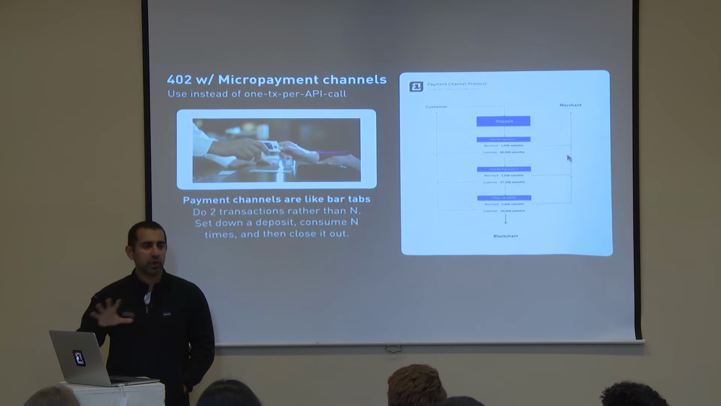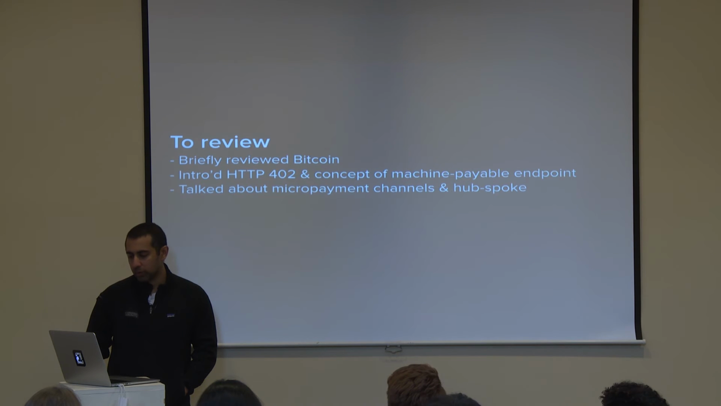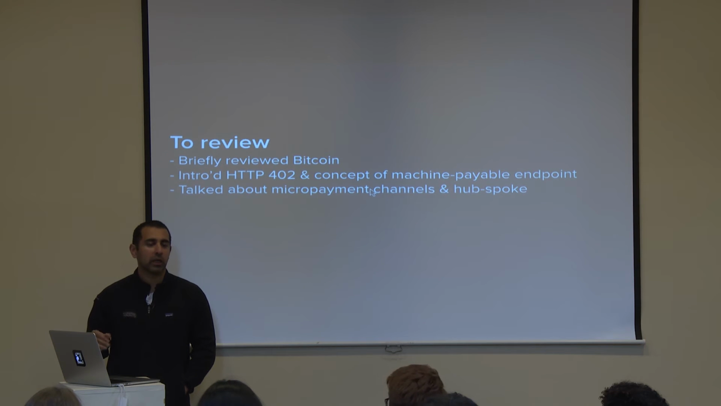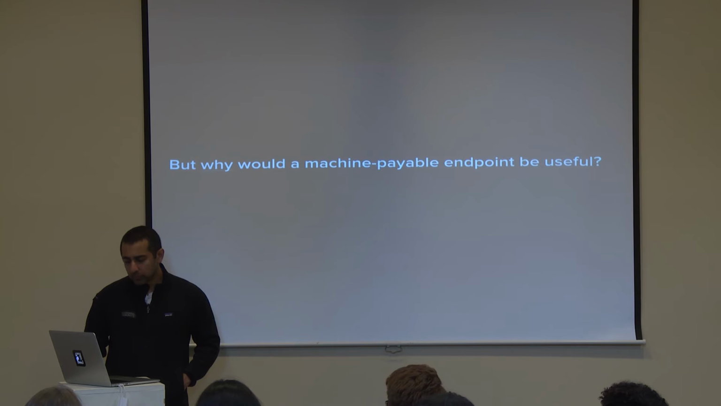Okay, so this gives you the high-level picture of what's going on in terms of micropayments, right? So given this, we just reviewed Bitcoin, we reviewed the concept of 402 and machine payable endpoints, and talked about micropayment channels and hub and spoke. And so now we have the primitives, the tools we need to develop these things we call machine payable endpoints. But why would that be useful, right? Why, okay, we can do these micropayments, we can have machines pay other machines.